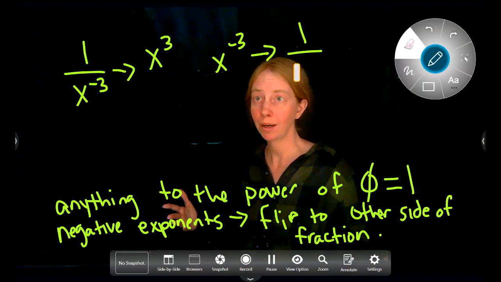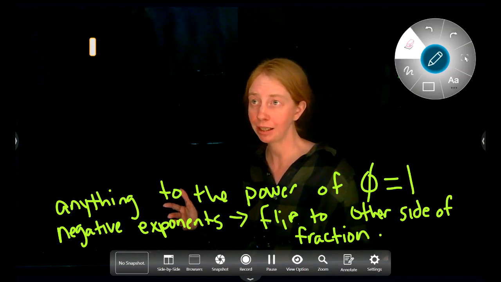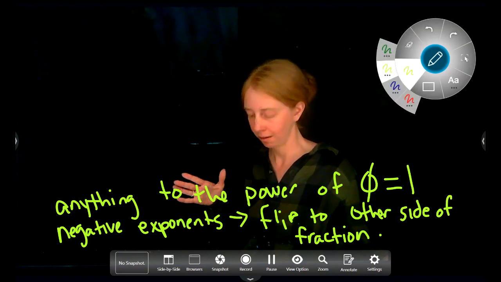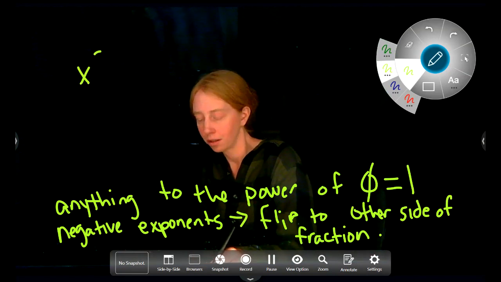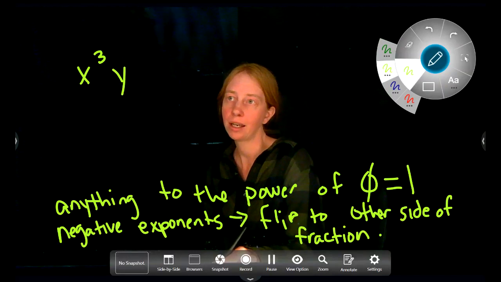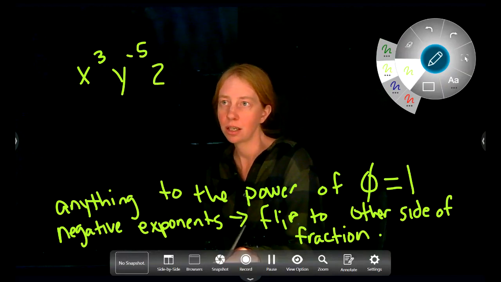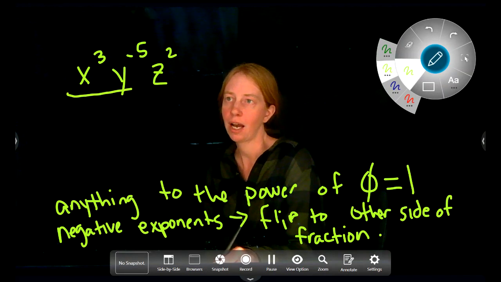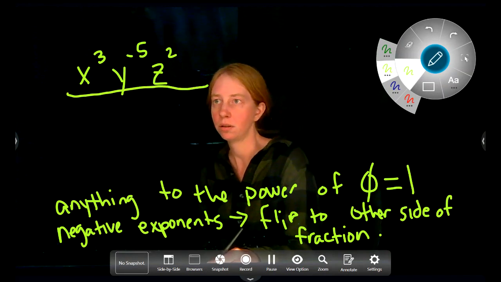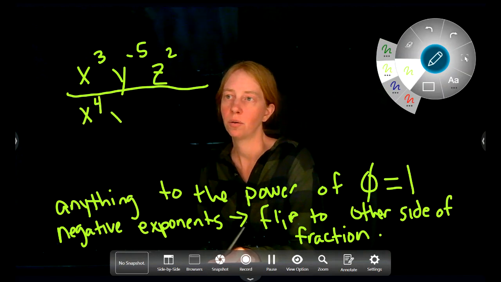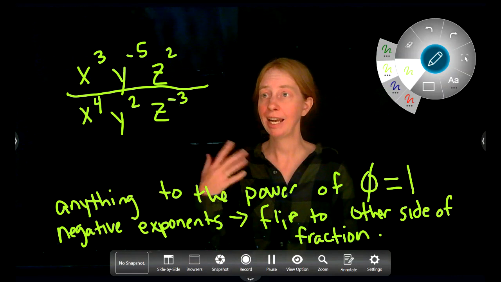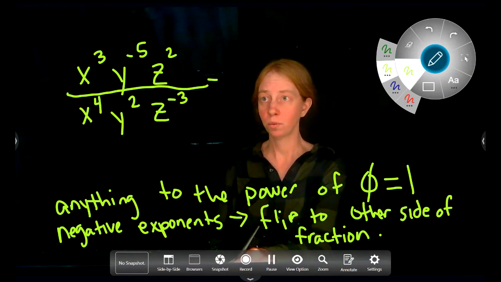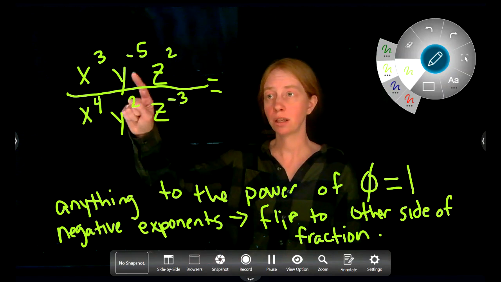Okay, so I'm going to give a few examples where they try to make it look complicated, but it's really not too bad. Here's an example. X cubed, y to the negative 5th, z to the 2nd, divided by x to the 4th, y squared, z to the negative 3. I made this up. I made it complicated in my head. We're going to just use our rules of exponents first of doing the division.